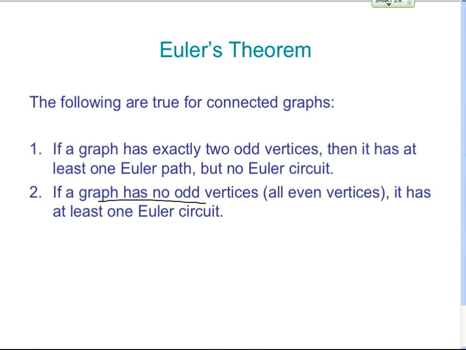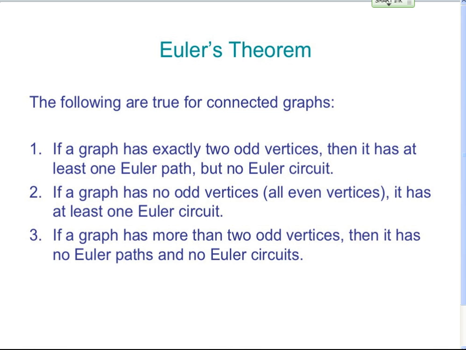If a graph has no odd vertices, in other words, all the vertices are even, it has at least one Euler circuit. It could have more than one. And keep in mind that if it has an Euler circuit, it's also going to have an Euler path. So what this says is Euler circuit and Euler path. If it has more than 2 odd vertices, then it has no Euler path, no Euler circuit.